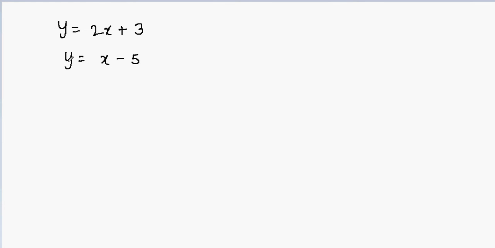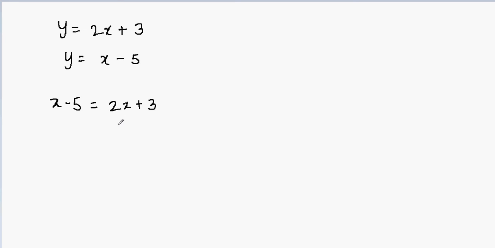Now let's see what we get. Let's plug in x minus 5 into this equation. In place of y, I'll write x minus 5, and this is equal to 2x plus 3. Now this is just a multi-step equation. I can solve it, since we just have one variable in this. We'll bring all the variables to one side and all the numbers to the other side.